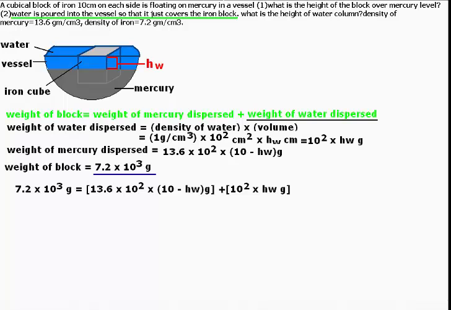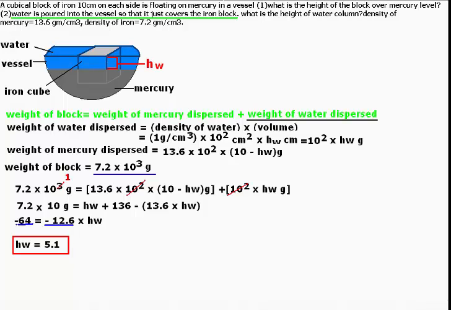This translates to 7.2 times 10 cubed grams equals 13.6 times 10 squared times 10 minus HW grams plus 10 squared times HW grams. This reduces to 7.2 times 10 equals HW plus 136 minus 13.6 times HW, which then finally reduces to HW equals 5.1. Therefore, by adding water to the vessel, the height of the cube above mercury increased to 5.1, so a difference of 0.4 centimeters.